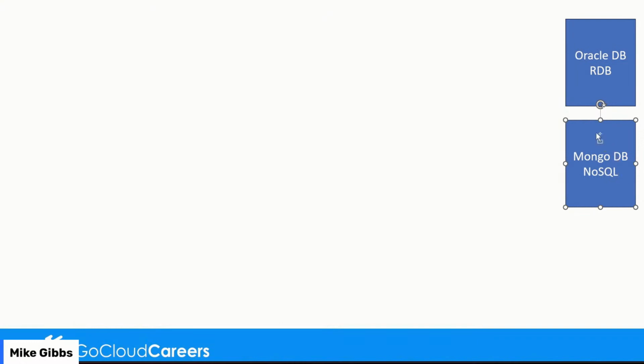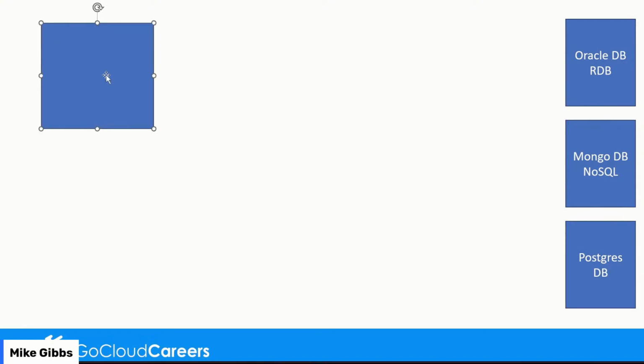And now let's get a data warehouse here while we're at it. Let's call this Postgres. So now there's our 3 databases. Now we may also have this object storage. And I call it object storage.